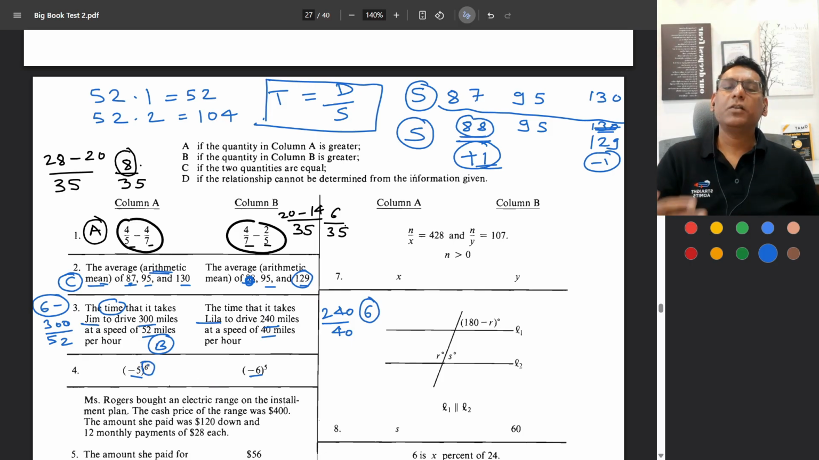So the even powers of a negative number are always positive, right? Minus 1 raised to 2, minus 3 raised to 4. Here in this case, minus 5 raised to 6. Okay, so this is going to be a positive number.